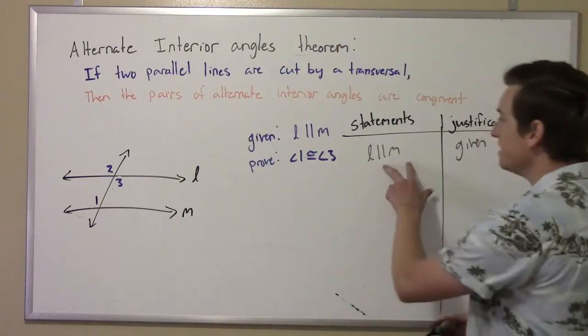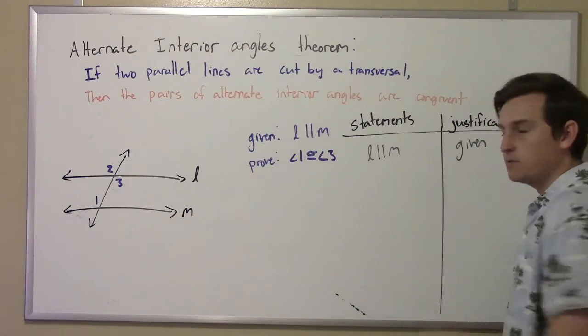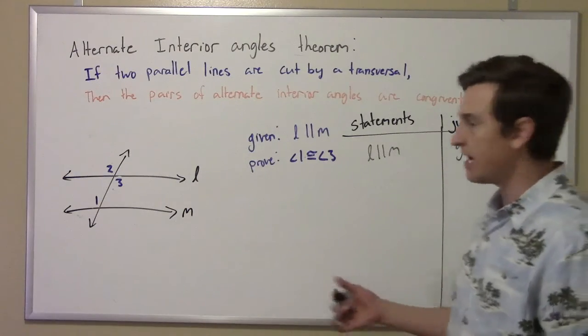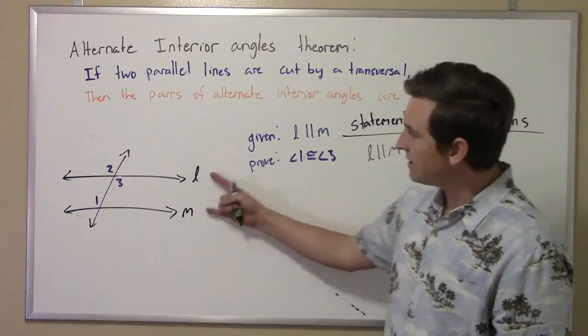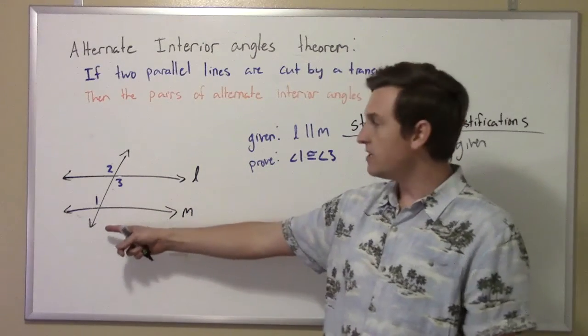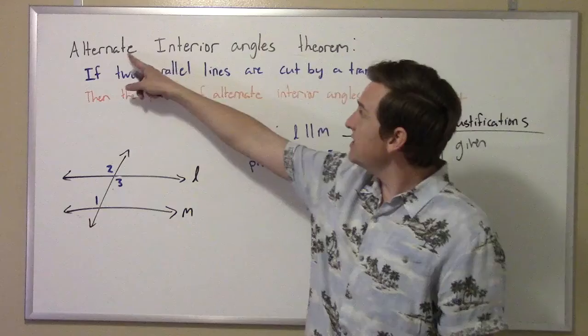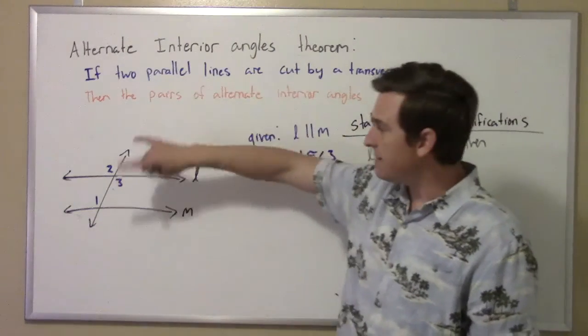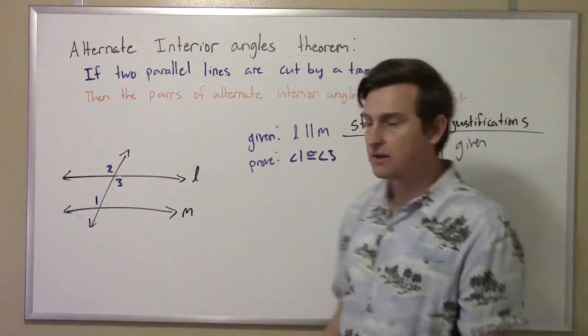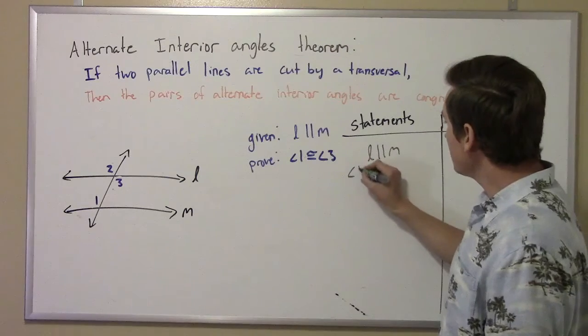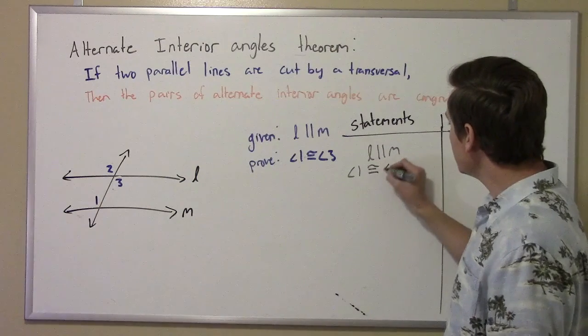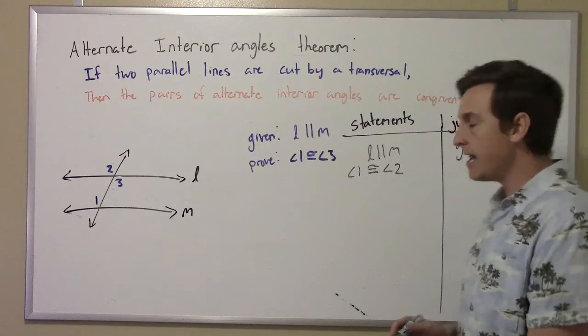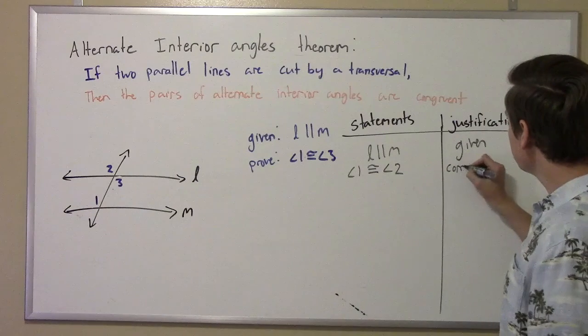Okay, so L is parallel to M. That's the first statement. But what does that get us? Why do we care? What happens if we know these are parallel and this is a transversal? What do we know? Well, we don't know this yet. That's where we're trying to get. But we do know the corresponding angles have to be congruent. So angle 1 is congruent to angle 2. And how do we know that? Corresponding angles theorem.